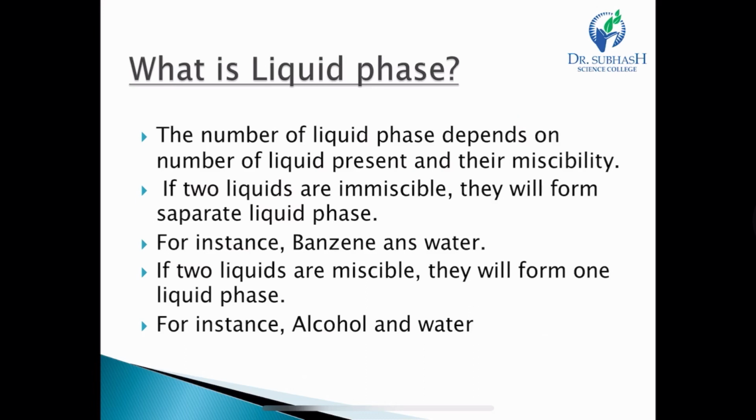Another one is if two liquids are miscible, they will form one liquid phase. એટલે કે એકબીજામાં મિશ્રણ થતા હોય તો એક જ ફેઝ જોવા મળે. Very famous example, alcohol and water. વોટરમાં આલ્કોહોલ નાખીએ તો they are miscible. We cannot identify alcohol and water exactly, right?